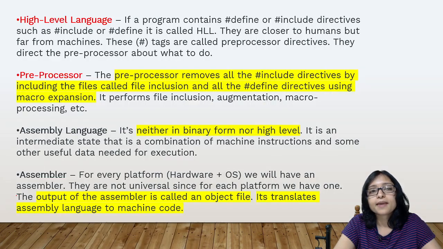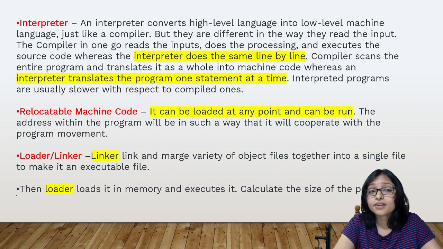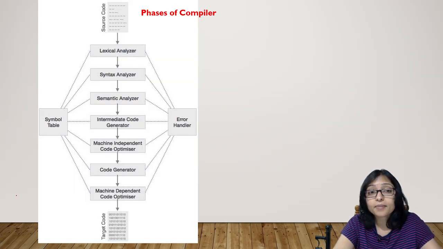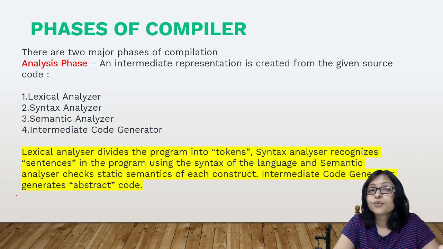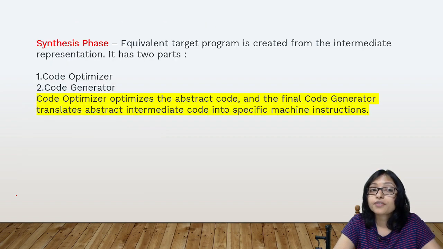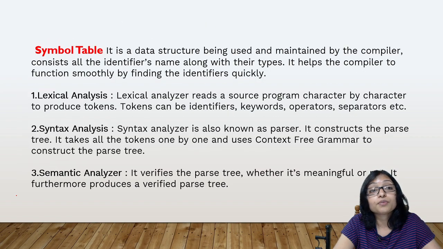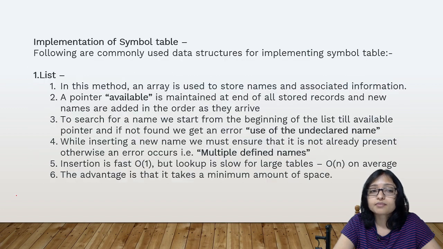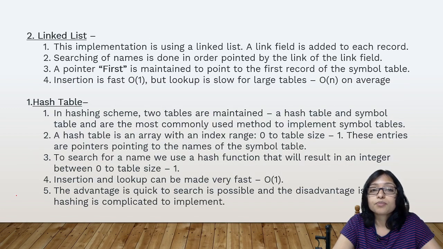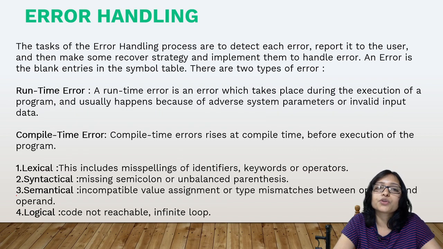So different steps here: high level, pre-processing, assembly language, assembler, interpreter, relocatable machine, loader, linker, phases of compiler, lexical analysis, syntax analysis, semantic analysis, what is intermediate code, each and everything we are going to discuss here. Different phases we will discuss. After that we will discuss symbol table also, and how to utilize it, means what is the implementation of symbol table, what is the complexity, how the complexity is coming. This we are going to discuss.